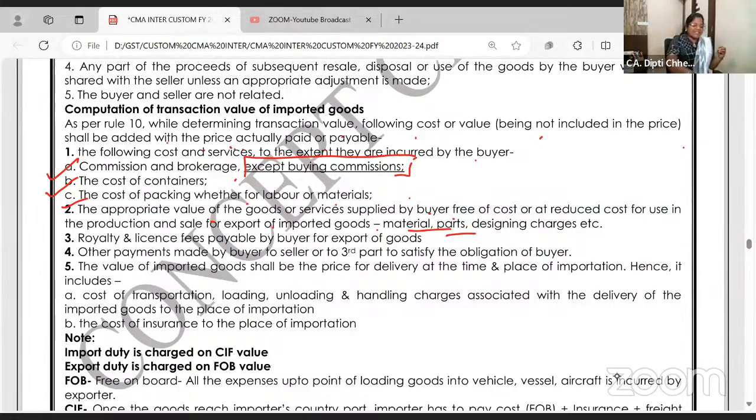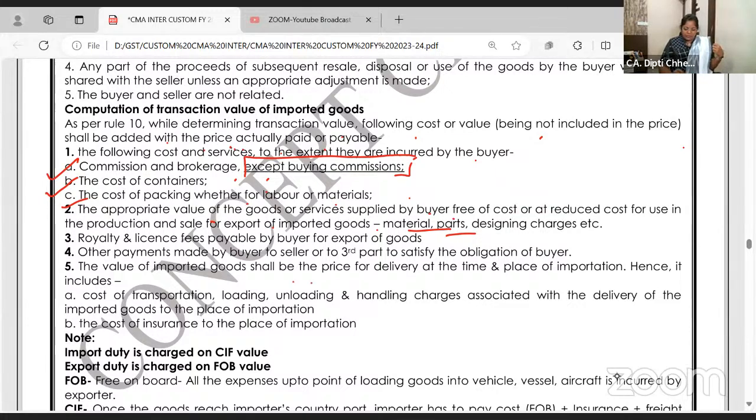Yes, all these costs will not come in the final exam, but like this, one of it can come. Commission added except buying commission, cost of containers. If they are returnable, then the difference cost you add up. Cost of packing, material, designing charges, fees paid to the third party and all.